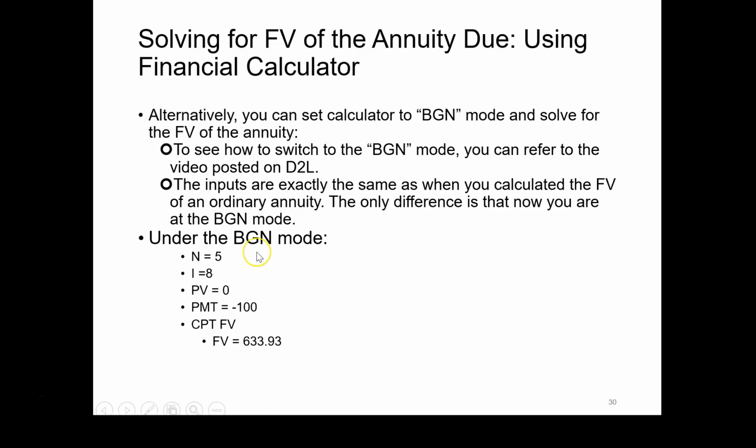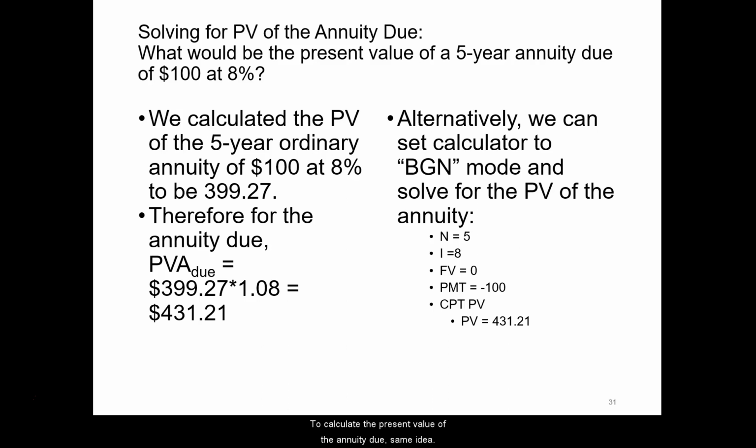Check that video out. If your calculator now is at the beginning mode, you enter the numbers according to this annuity due feature. So 5 payments, each payment is 100, 8% per year, calculate future value. Now you have 633. And this is different from the 586 that you calculated under the end mode. Because under the end mode, you are calculating the future value of the ordinary annuity, and now under the beginning mode, you are actually getting the result of the future value for an annuity due.